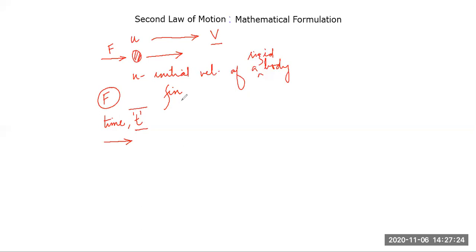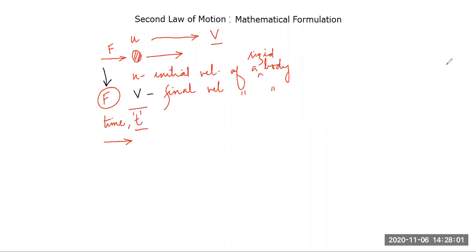u is the initial velocity of the body, and the initial velocity of the body changes to the final velocity of the body. Let us say v is the final velocity of the body. Why does the velocity change? The velocity changed because of the application of force, for time. For how much time? I have applied the force for t time.